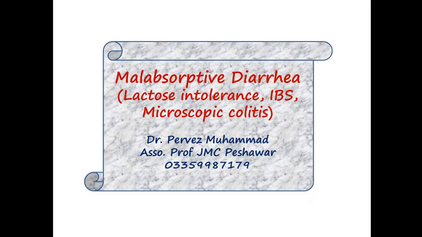In our last lecture, we discussed the diarrhea that is associated with malabsorption. And we discussed two very important diseases: celiac disease, which is an immune-mediated disorder associated with malabsorption, and the other disease is cystic fibrosis, which is a genetic, autosomal recessive inherited disease that is also associated with malabsorption.